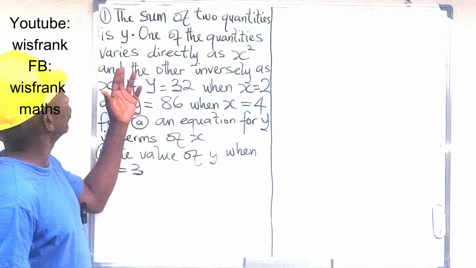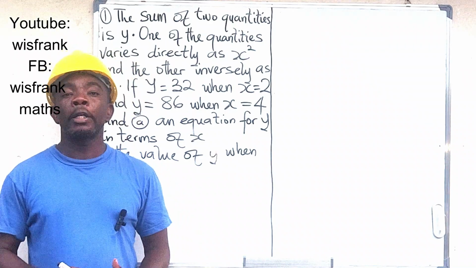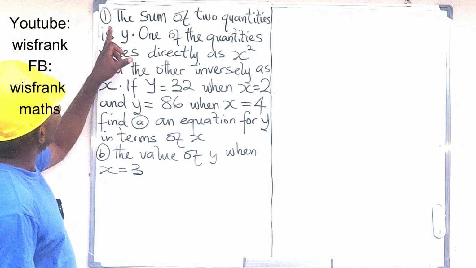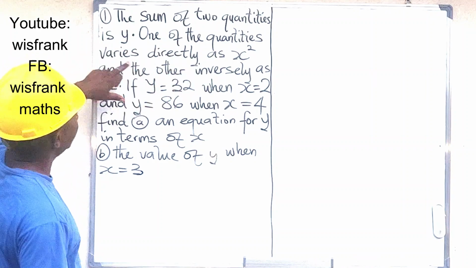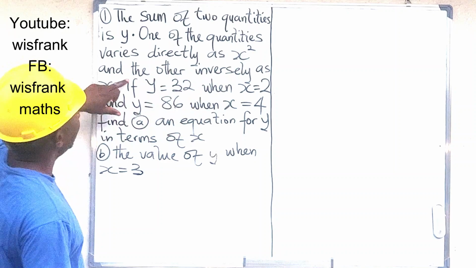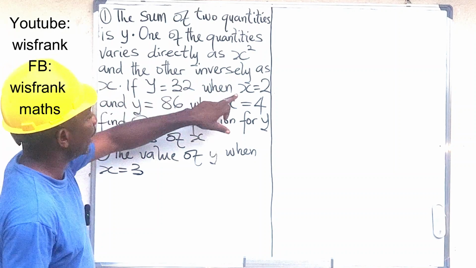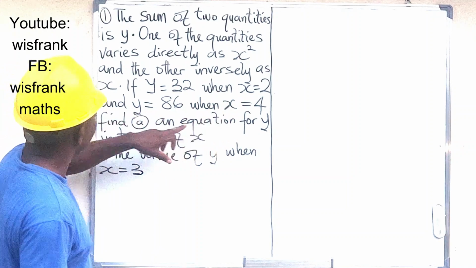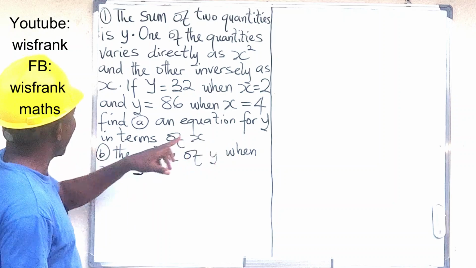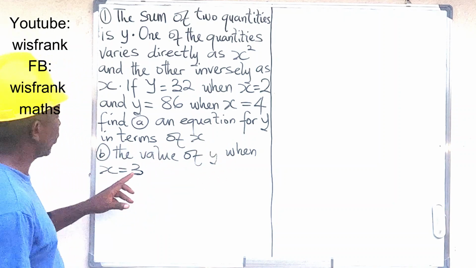Today we are looking at question number 1 from 2023 December WASSCE General Mathematics, and it says, number 1, the sum of two quantities is y. One of the quantities varies directly as x squared and the other inversely as x. If y equals 32 when x equals 2 and y equals 86 when x equals 4, find (a) an equation for y in terms of x, (b) the value of y when x equals 3.